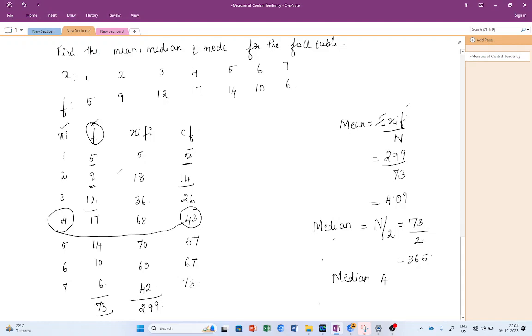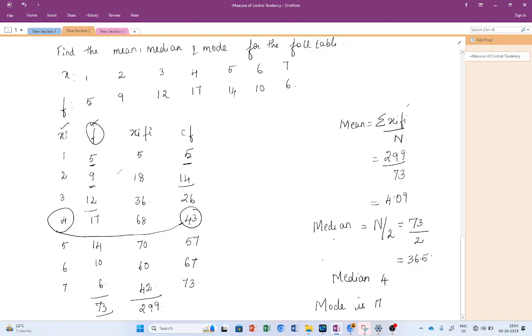Now coming to mode. So mode, as I told you, you have to check only with the frequency. So in this frequency you can see that the number 4 is repeated 17 times. Okay, that is the meaning of frequency. 4 is repeated 17 times and this is the maximum of all frequencies. So that is called as your mode. So mode is 4. Okay, so this mean, median and mode is for discrete type.